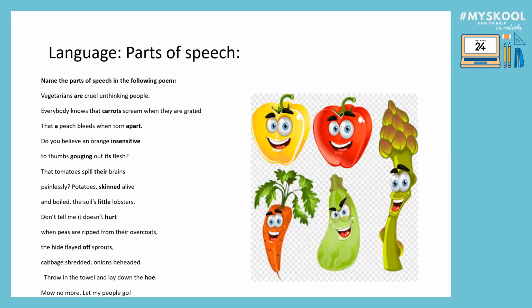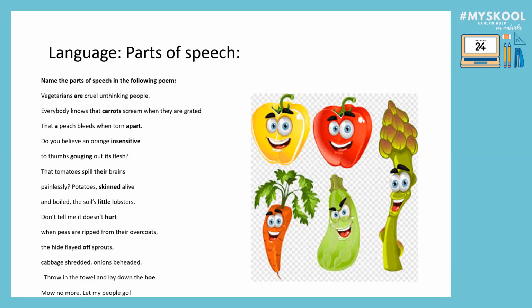Everybody knows that carrots scream when they are grated. What would the word carrots be in this sentence? Noun. A noun, yes. That a peach bleeds when torn apart. What is a, Dube? It's an article, ma'am. It's an article, good. And apart? Does anyone know what apart is? Yes, because it describes torn. Torn is a verb and apart is an adverb.